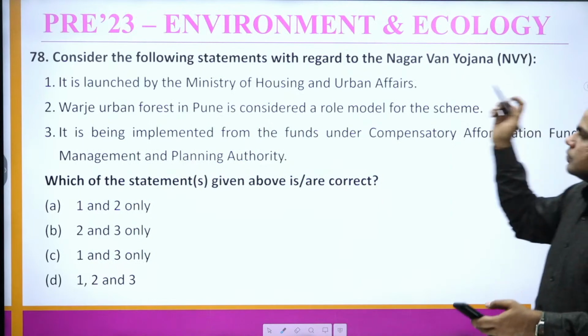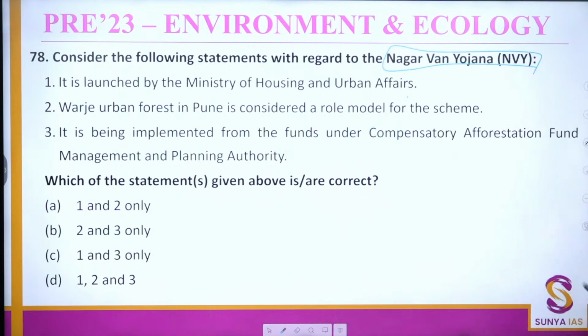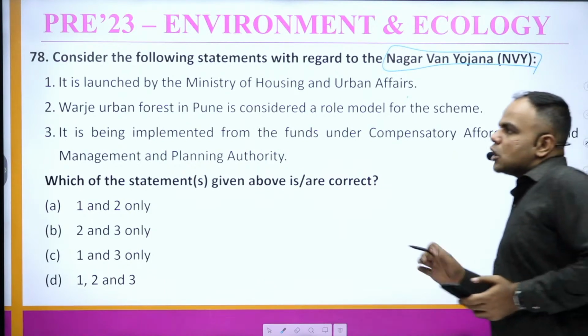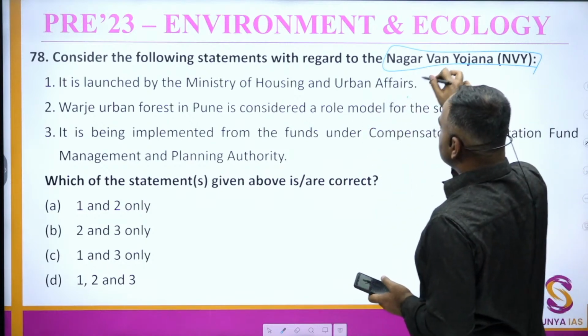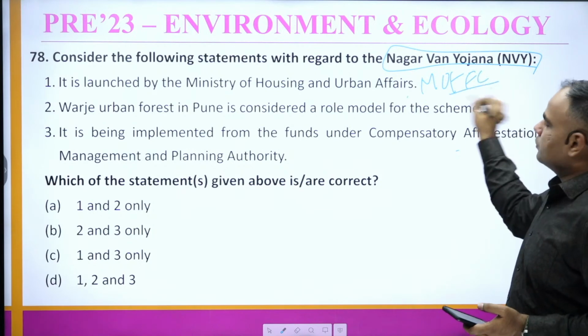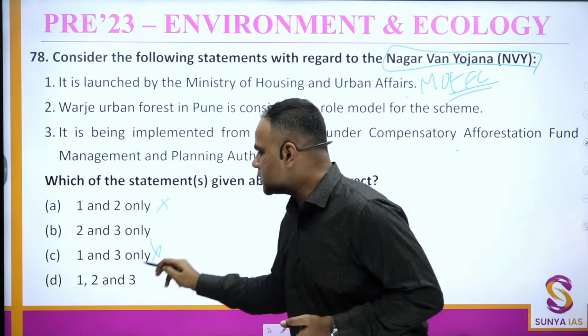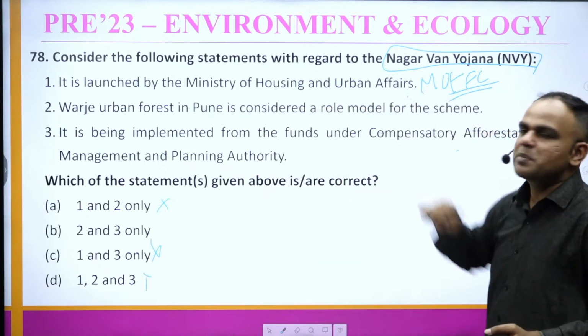Now, next is Nagar Van Yojana. Three statements are given. This is a straightforward question for you. It is actually launched by the Ministry of Environment, Forest and Climate Change. This is true, that is there. So 1 is wrong. If you eliminate 1, you get your answer. But we'll also see other statements.